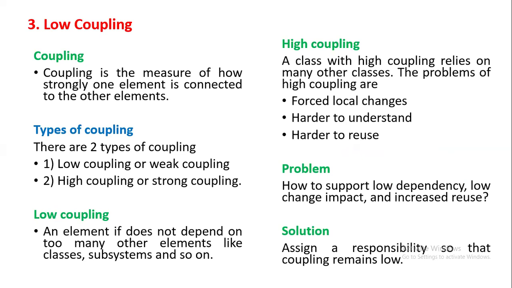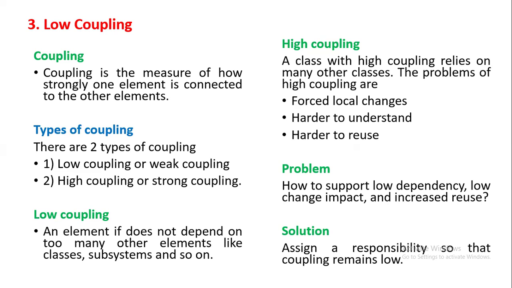The third one is low coupling. Before we talk about low coupling, let us discuss what coupling is. Coupling is the measure of how strongly one element is connected to another element. There are two types of coupling: low coupling and high coupling. Low coupling is also called weak coupling, and high coupling is also called strong coupling. Let us see what low coupling is. If an element does not depend on too many other classes or subsystems, we can say it is low coupling.